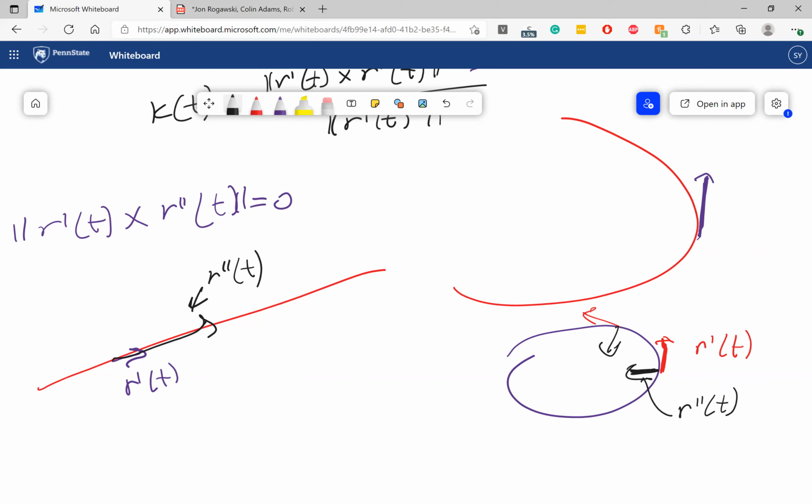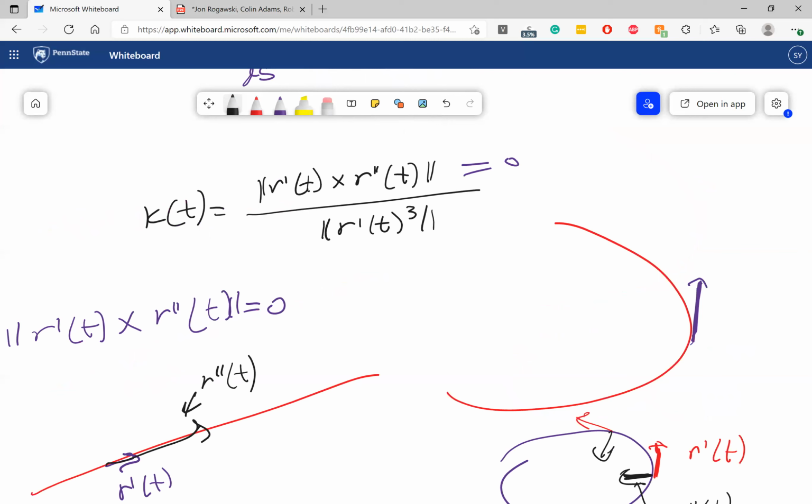What does your r double prime of t tell you? It tells you where your r prime will end up being. It's the change of your r prime, right? R double prime is the change of your r prime. So if it's completely pointing in a different direction than r prime, it's telling you that in a few seconds, as you vary along this curve, your r prime will be very different than it is now. And that's why the cross product is used to capture curvature.